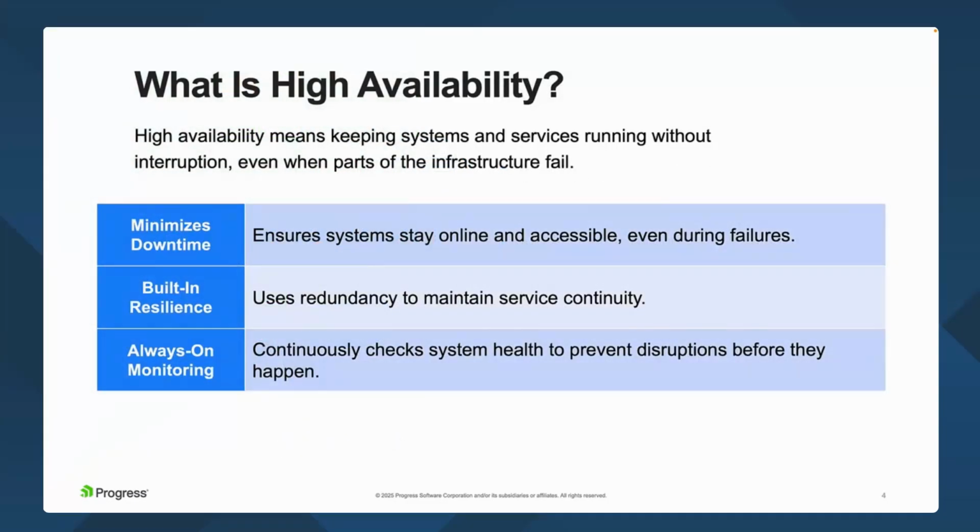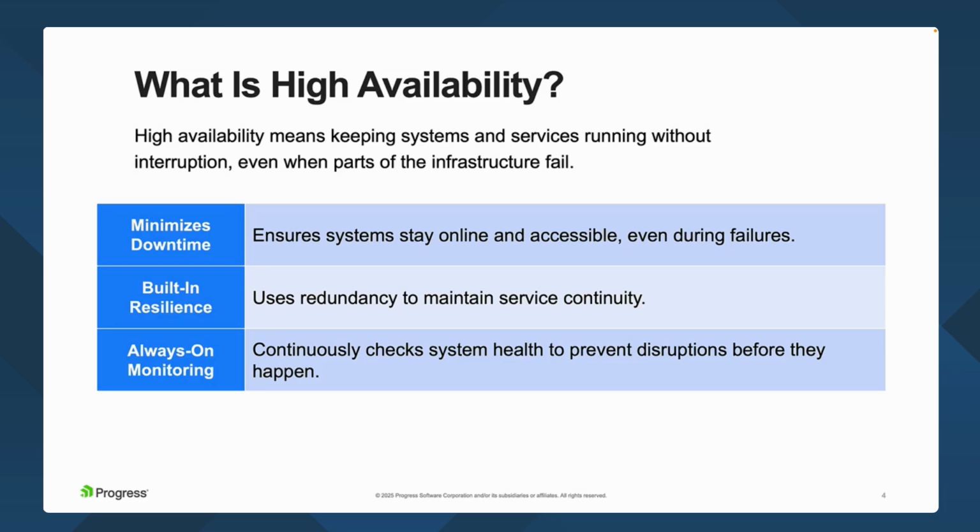So let's start with the basics. What is high availability? High availability refers to the ability of a system or service to remain operational and accessible even in the face of hardware failures, network issues, or unexpected spikes in demand. Unlike traditional failover, which reacts to downtime, high availability is proactive, built into the architecture from the ground up. It's mainly about redundancy, resilience, and real-time responsiveness.